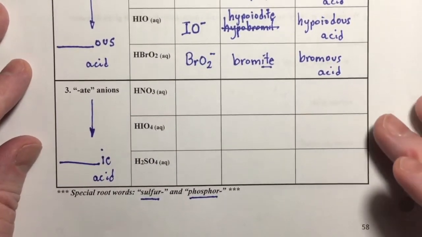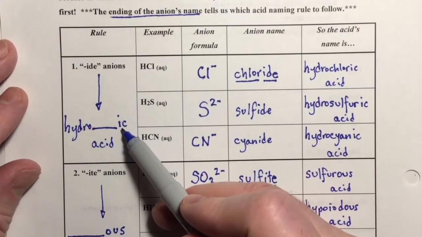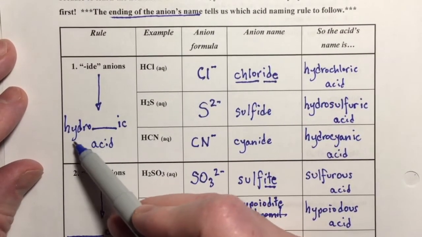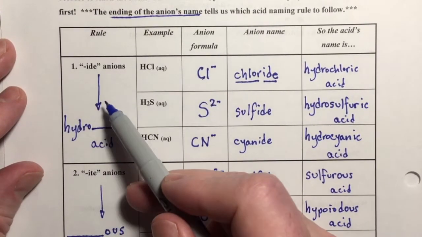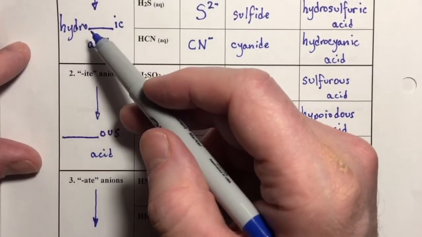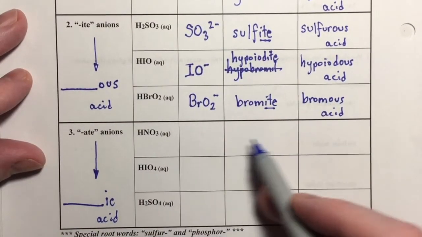And I want to take a moment here to contrast this with Rule 1. Rule 1 also has a root word and then IC at the end, but there's a hydro, H-Y-D-R-O, prefix. So what distinguishes the names between Rule 1 and Rule 3 naming conventions? Hydro is used for Rule 1, but not for Rule 3. So I'll do the first one.